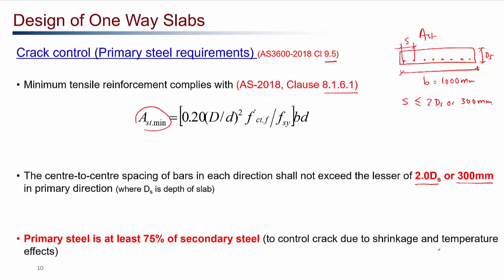And the primary reinforcement that we actually designed for the bending moment should at least be 75% of the secondary reinforcement. As you can see from this condition, the secondary reinforcement that we are providing for crack control, or for shrinkage and temperature effect, can actually be bigger than the primary reinforcement. That can be a governing factor, but we have to make sure that the primary reinforcement that we are providing for bending should at least be 75% of the secondary reinforcement that we are providing for shrinkage and temperature effects.